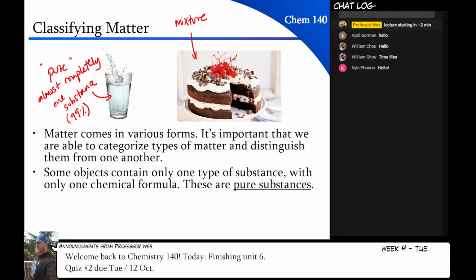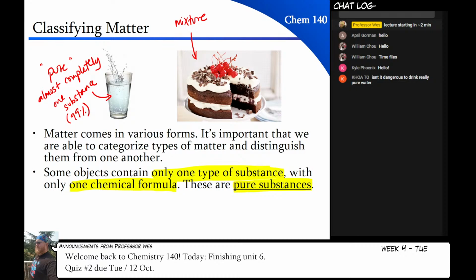So, we're going to define any sample that has only one substance, and that one substance can be described by one unique chemical formula. We're going to call that a pure substance. In other words, if you have a container or bottle or whatever, and I point at it and say, what's in the bottle? And you can describe it with just one formula or elemental symbol, it's a pure substance.